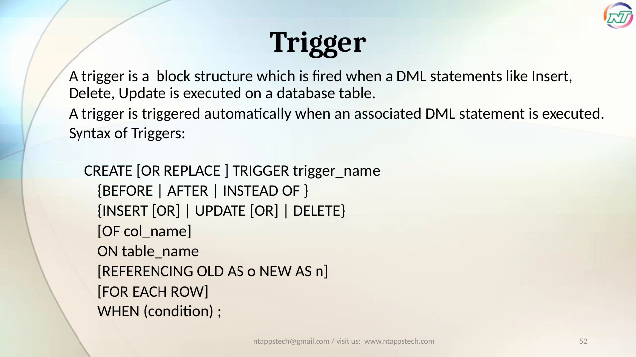A trigger is a special block of code that runs automatically when certain database actions happen, like inserting, updating, or deleting data in a table. These triggers are set to activate before, after, or instead of these operations, depending on how they're defined. You create a trigger using the create trigger statement, where you specify when the trigger should fire, before, after, or instead of the action, and which action it relates to, such as insert, update, or delete.